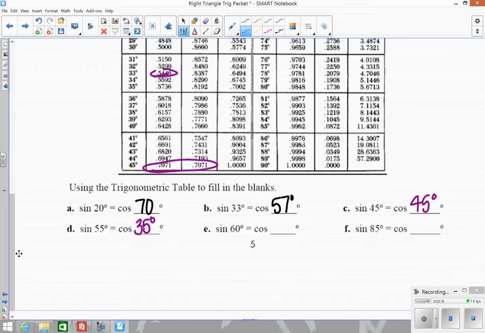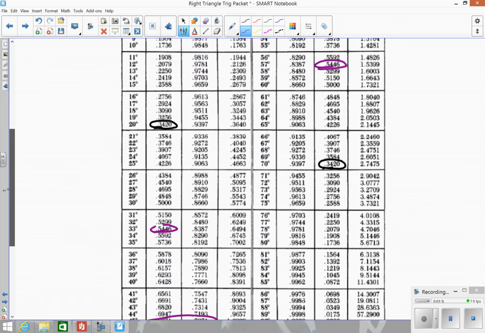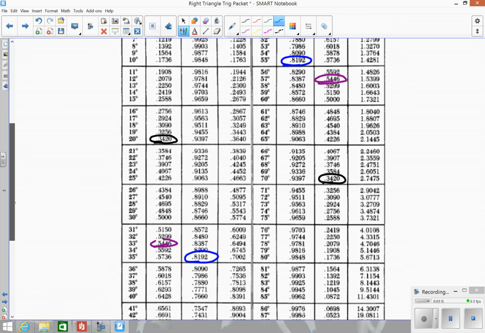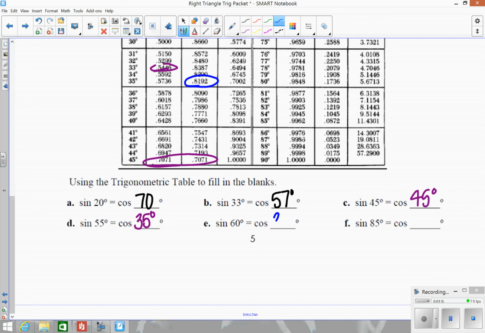So if you scan sine of 55, you get 0.81. And then if you go down to 35 in the middle, you get the same thing, 0.8192. And then this pattern continues, so you should have gotten 30 and 5.